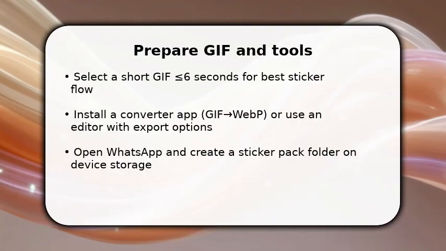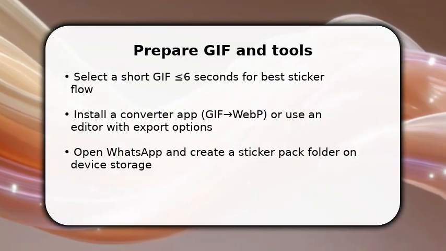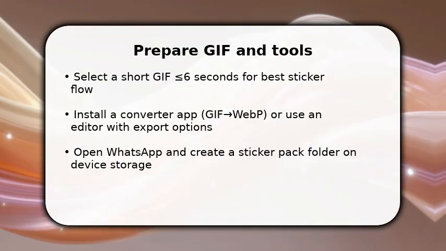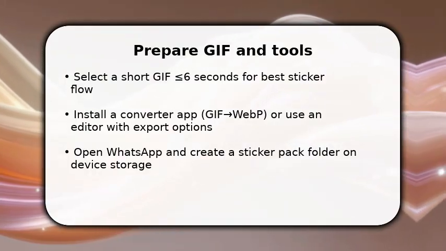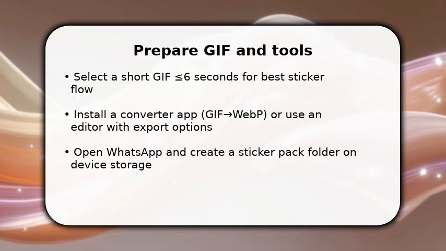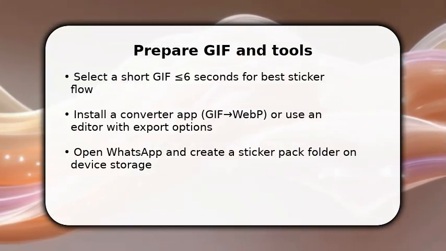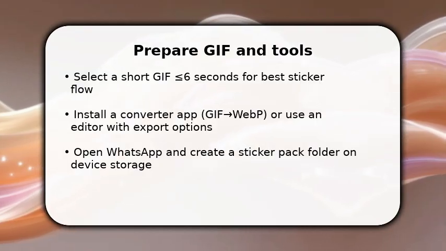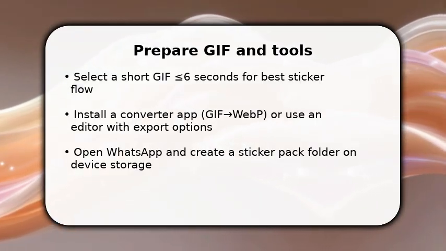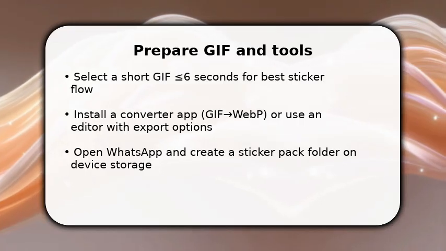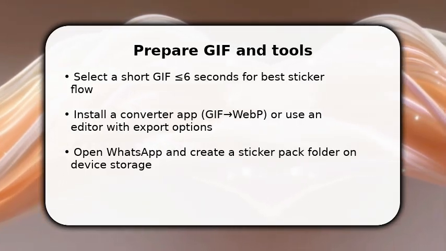You begin by choosing a short GIF and the right tools. Pick a GIF under 6 seconds so animation loops well as a sticker. Download a reliable GIF-to-WebP converter app or use a desktop editor that exports animated WebP. Once done, make sure you have a clean folder for your sticker pack on device storage and that WhatsApp can access it. This prevents permission errors later. These initial steps set the foundation for the conversion and final import.